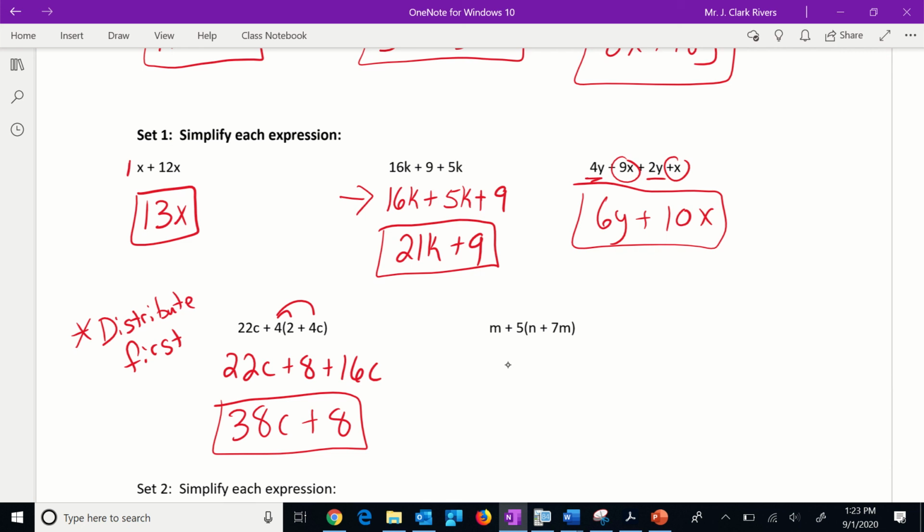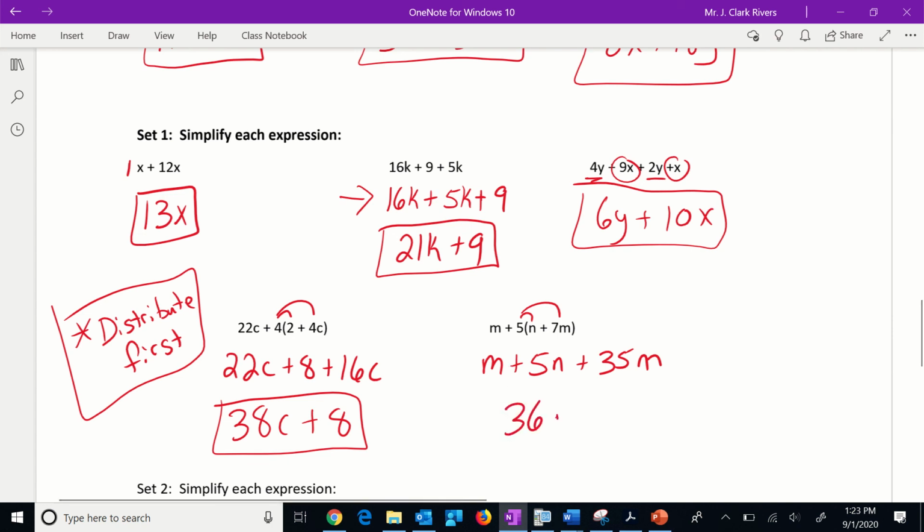Next one. Again, distribute first. So m gets copied down. Plus 5 times n is 5n. Don't forget this plus sign. Plus 5 times 7m, 35m. Combine like terms. 1m, 35m, that makes 36m. Plus 5n.